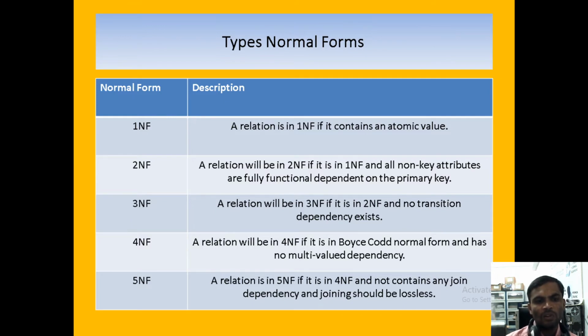Now, the second normal form: a relation is in second normal form if it is in first normal form and the non-key attributes are fully functionally dependent on the primary key. Non-key or non-prime attributes fully functionally dependent on the primary key, then only we call it second normal form.